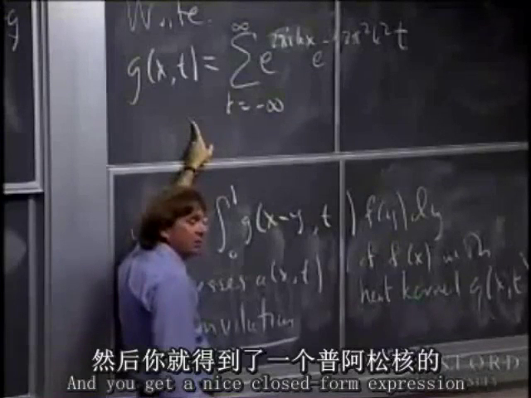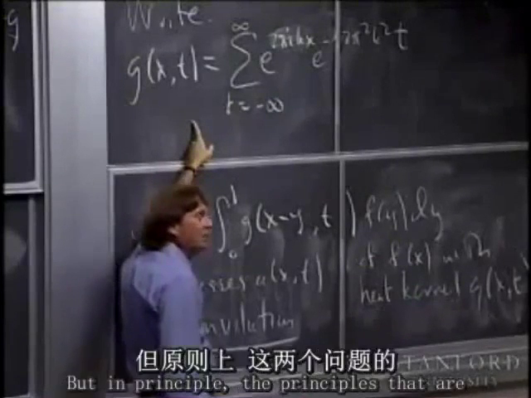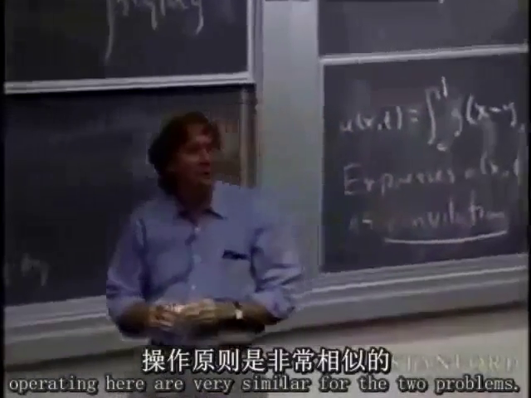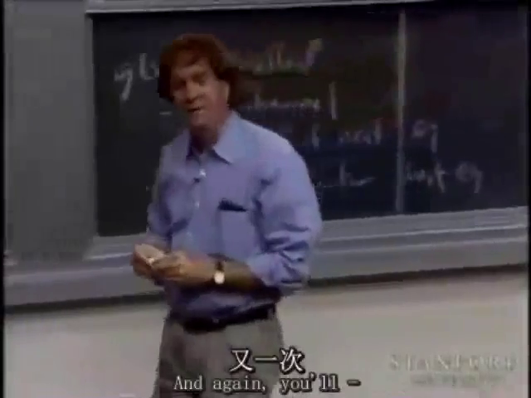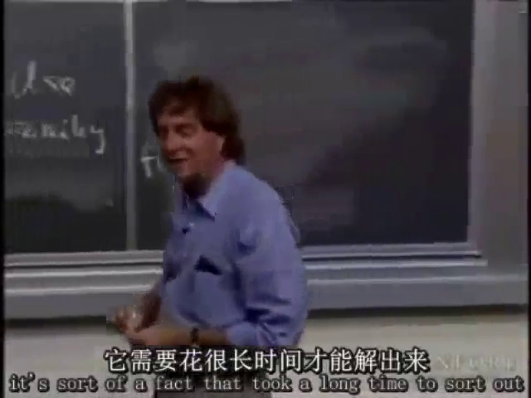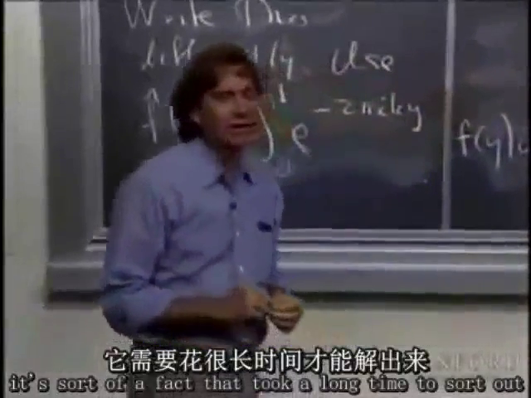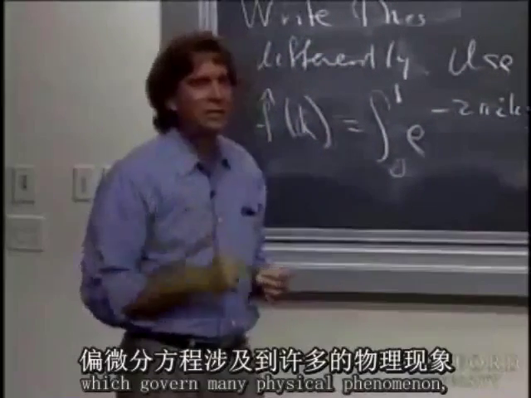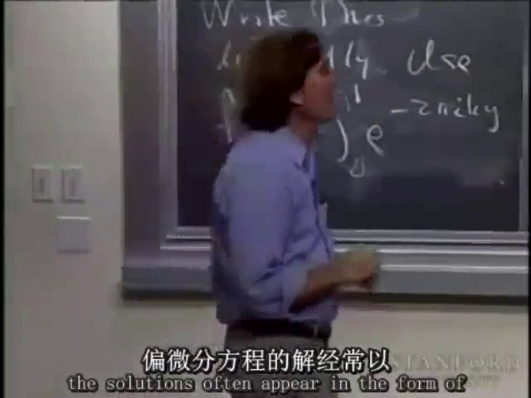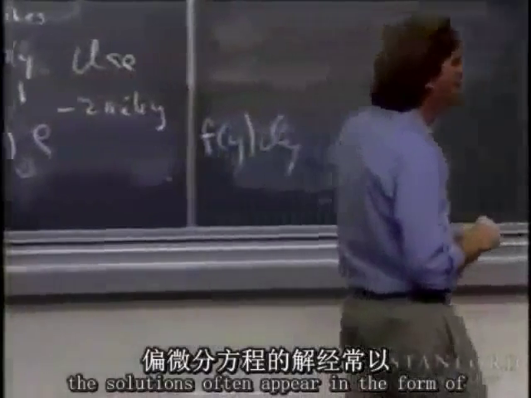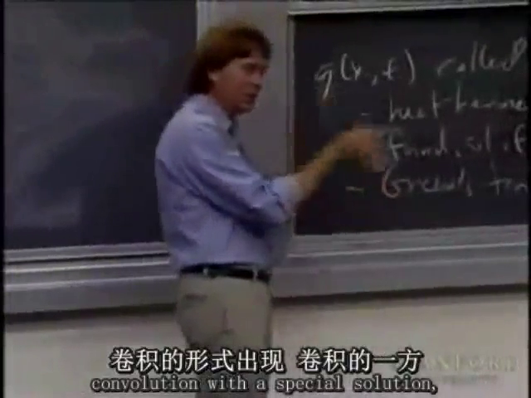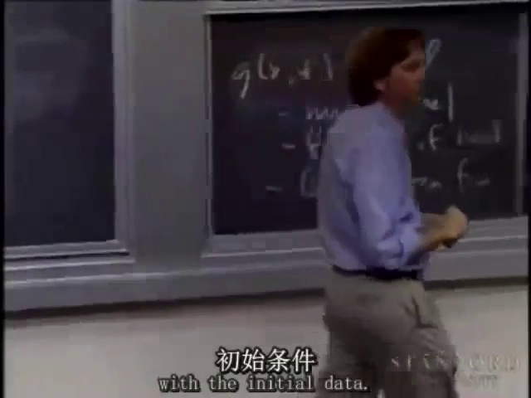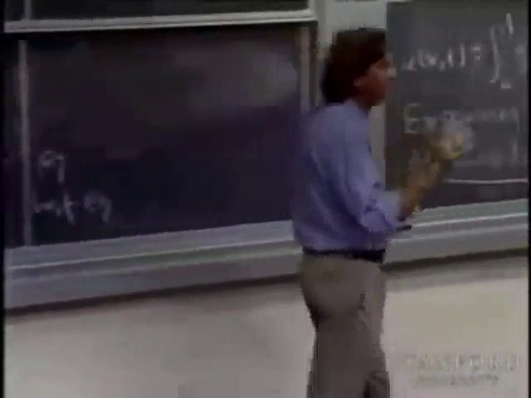And you get a nice closed-form expression for the Poisson kernel. But in principle, the principles operating here are very similar for the two problems. And again, it's a fact that took a long time to sort out that when you have partial differential equations, which govern many physical phenomena, the solutions often appear in the form of convolution with a special solution, a so-called fundamental solution, with the initial data. It's something you should expect to see.